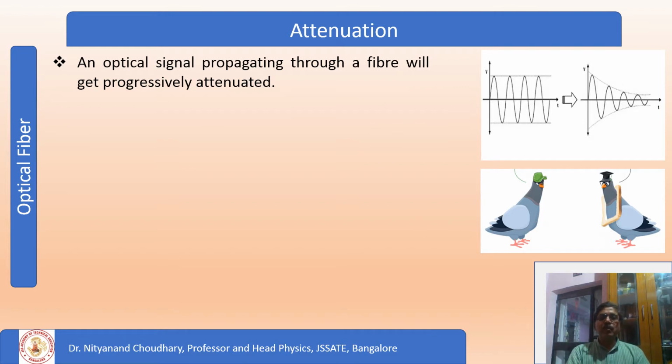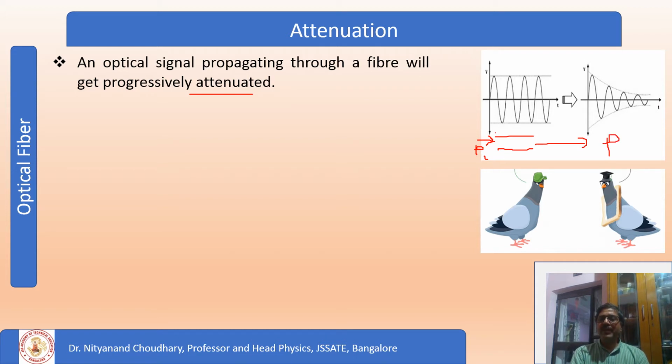An optical signal propagating through the fiber will get progressively attenuated. Attenuated means its intensity is going to decrease. So let us suppose here we have taken an optical fiber, and through this optical fiber we have launched a signal. This is called your input signal, Pi. And here we have the output signal, and this output signal I am calling PO.